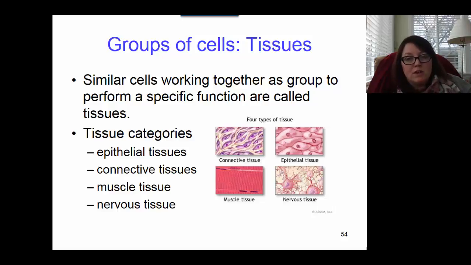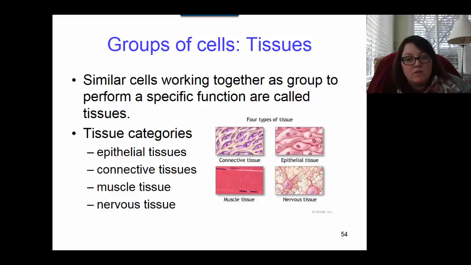Muscle tissue is specialized for contraction, and that means movement. So there's three types of muscle tissue in the human body: cardiac muscle tissue in your heart, skeletal muscle tissue that moves your bones, and then smooth muscle, which is found in the walls of your hollow organs, like the walls of your blood vessels and the walls of your digestive tract.